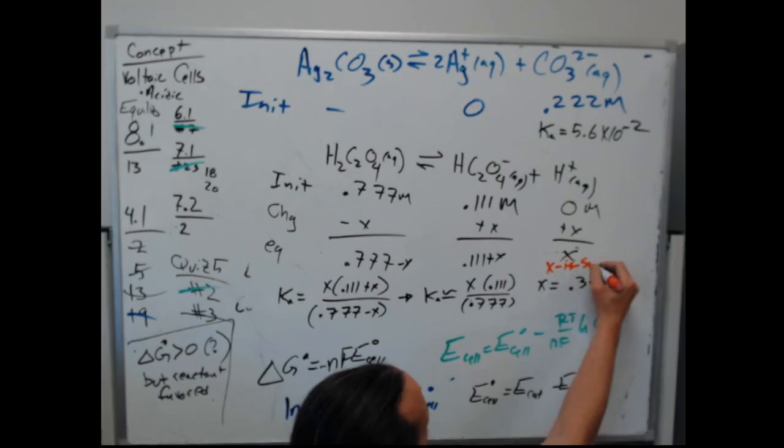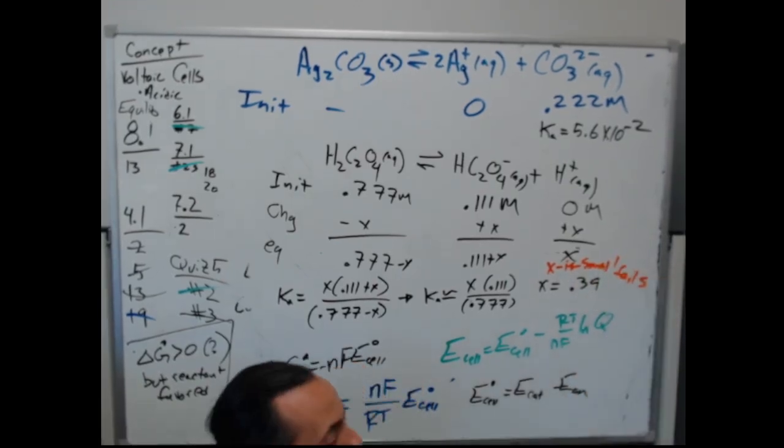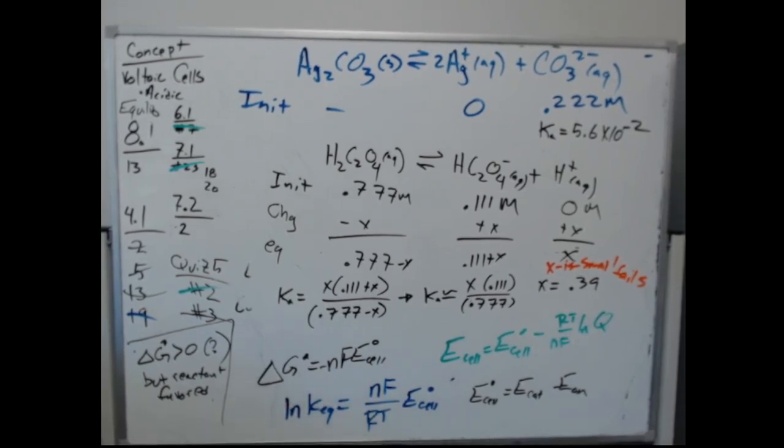X is small fails. So I made a bad example on the spot. X is small approximation fails. But we can see, it's still going to go forward some, just not as much as I'm predicting. That x value should be smaller than I wrote. But I'm going to get some equilibrium H plus concentration there.